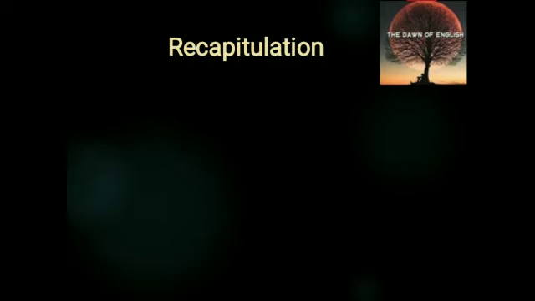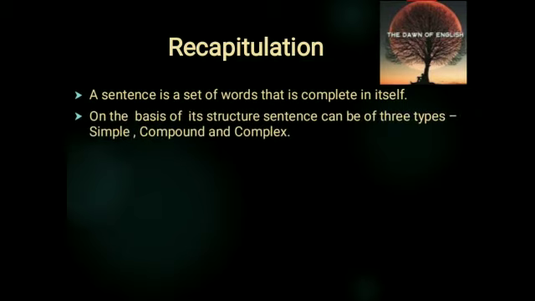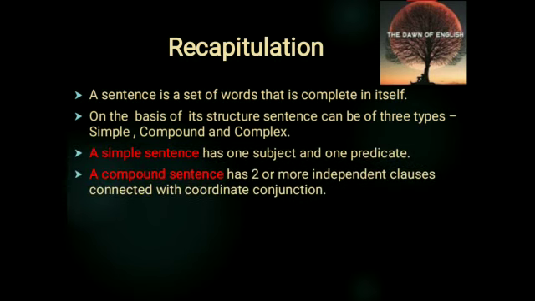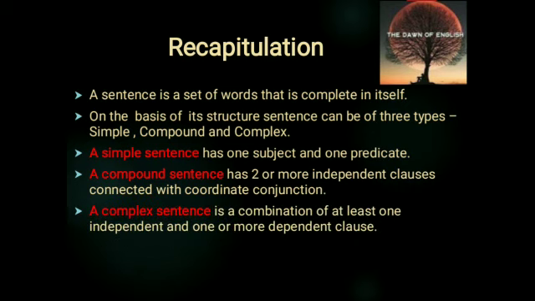Let's have a quick recap of our discussion. A sentence is a set of words that is complete in itself. On the basis of its structure, a sentence can be of three types: simple, compound, and complex. A simple sentence has one subject and one predicate. A compound sentence has two or more independent clauses connected with coordinate conjunction. A complex sentence is a combination of at least one independent and one or more dependent clauses.